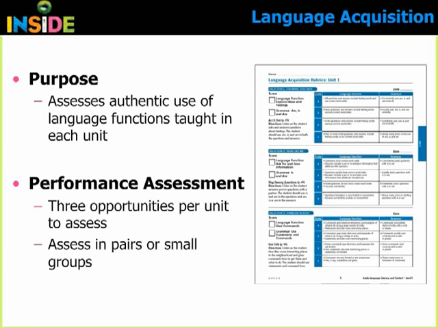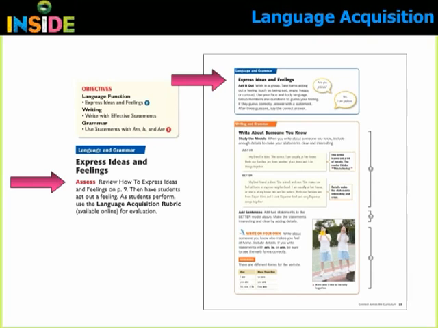Each unit in Insight contains numerous opportunities for students to use language as they participate in authentic communication. You can use the language acquisition rubrics as you observe students during their activities to assess their progress in language acquisition. Each unit offers 3 performance assessment opportunities in language development, and you can work with pairs or small groups so that the assessment process is manageable. These language development assessment opportunities are part of the Connect Across the Curriculum lesson, and they are the final step of the language and grammar routine.